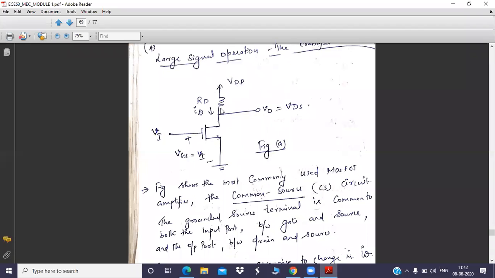So the circuit is completing. I repeat, you have a high voltage VDD, and from that the drain current I is flowing through RD, through the MOSFET, to the ground. So this is a closed circuit. Whenever a current is flowing through RD, you have a potential drop. Current will always flow from high voltage to low voltage.